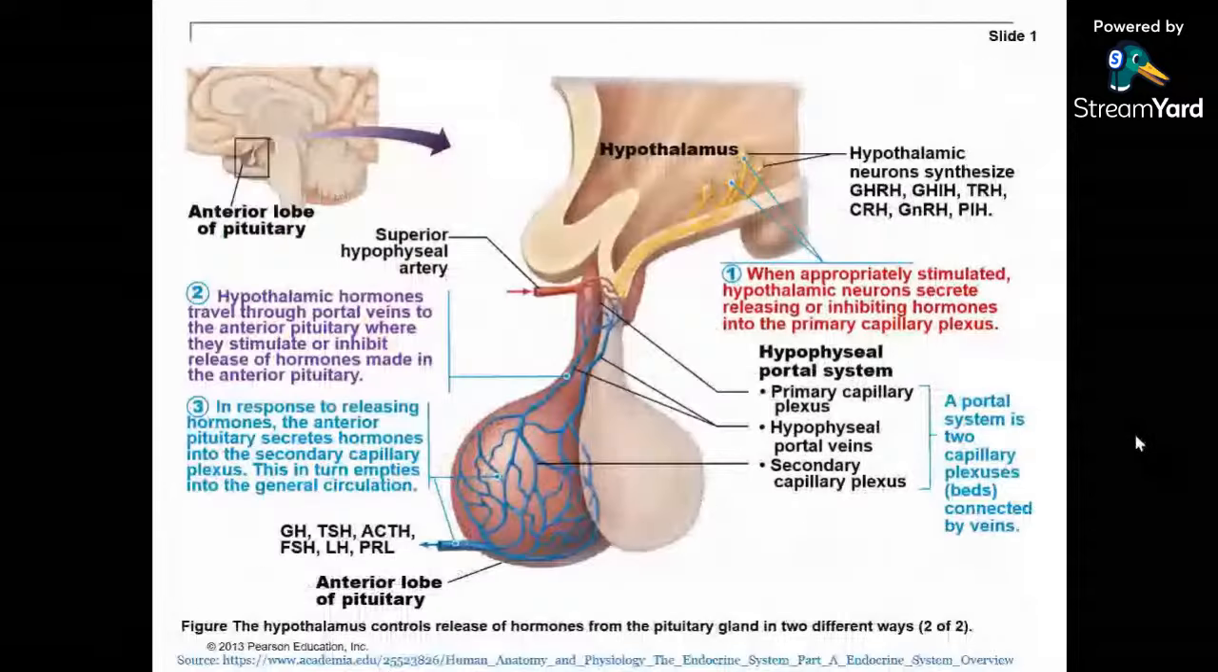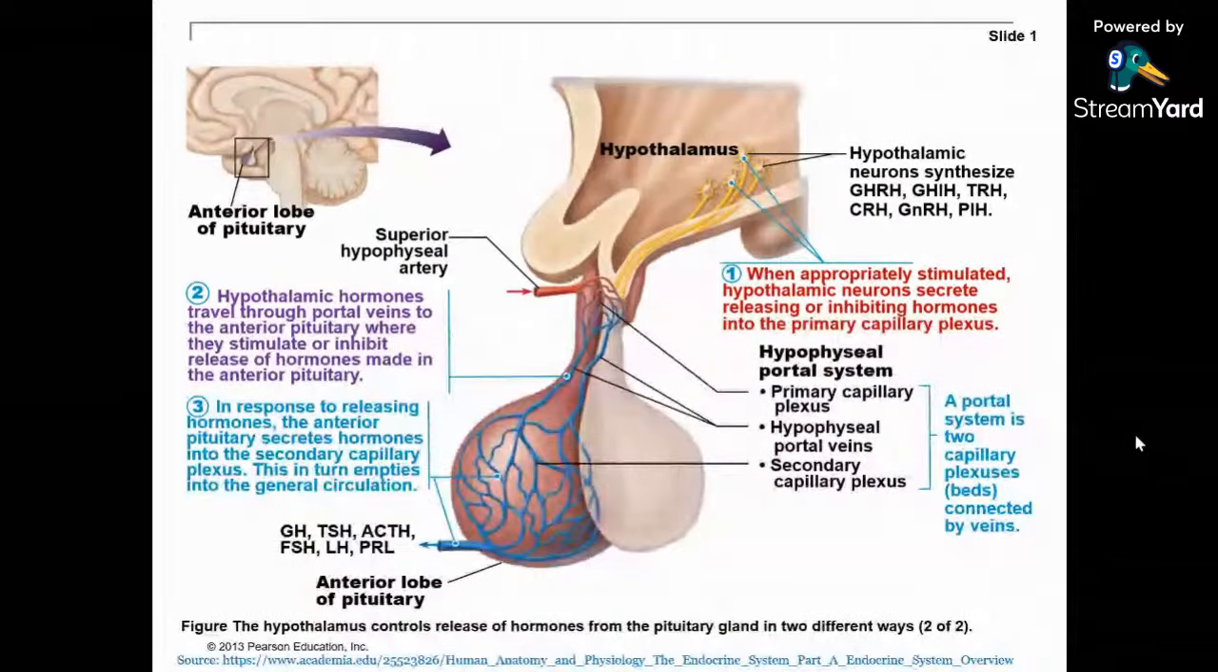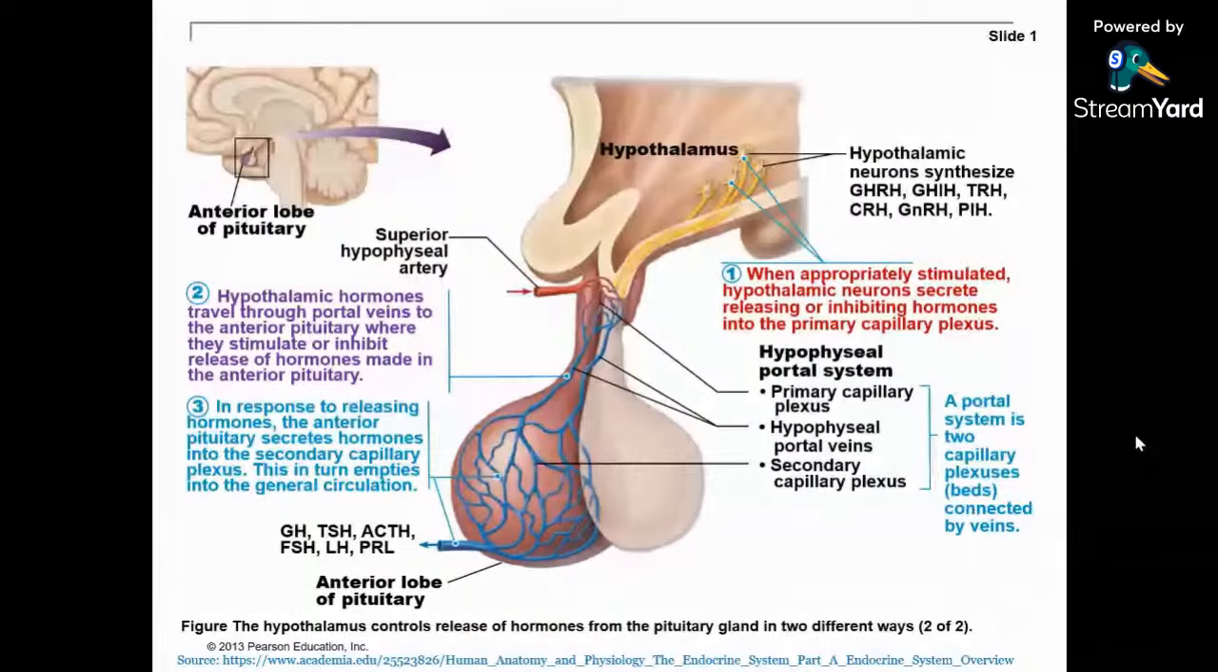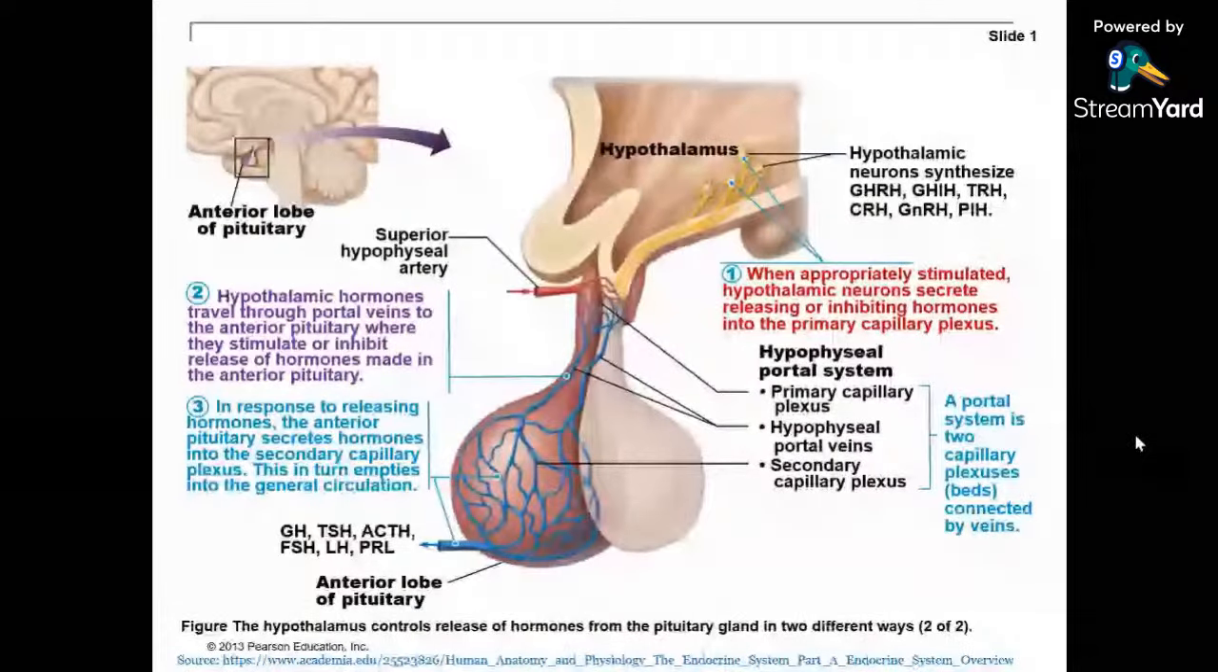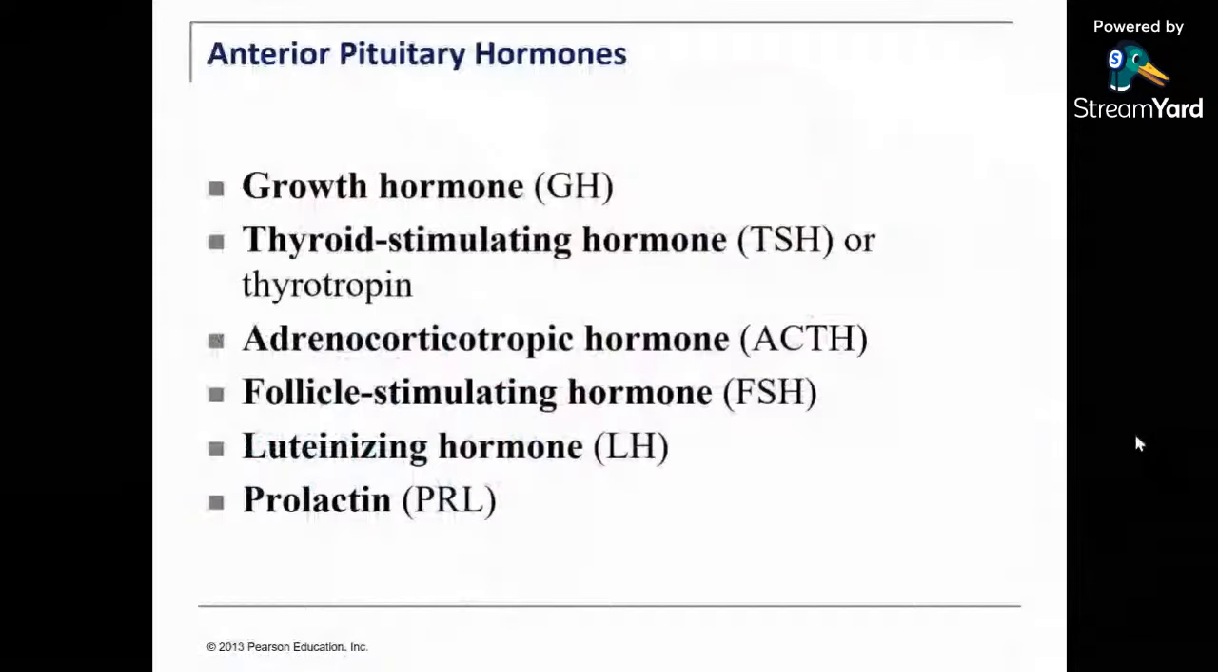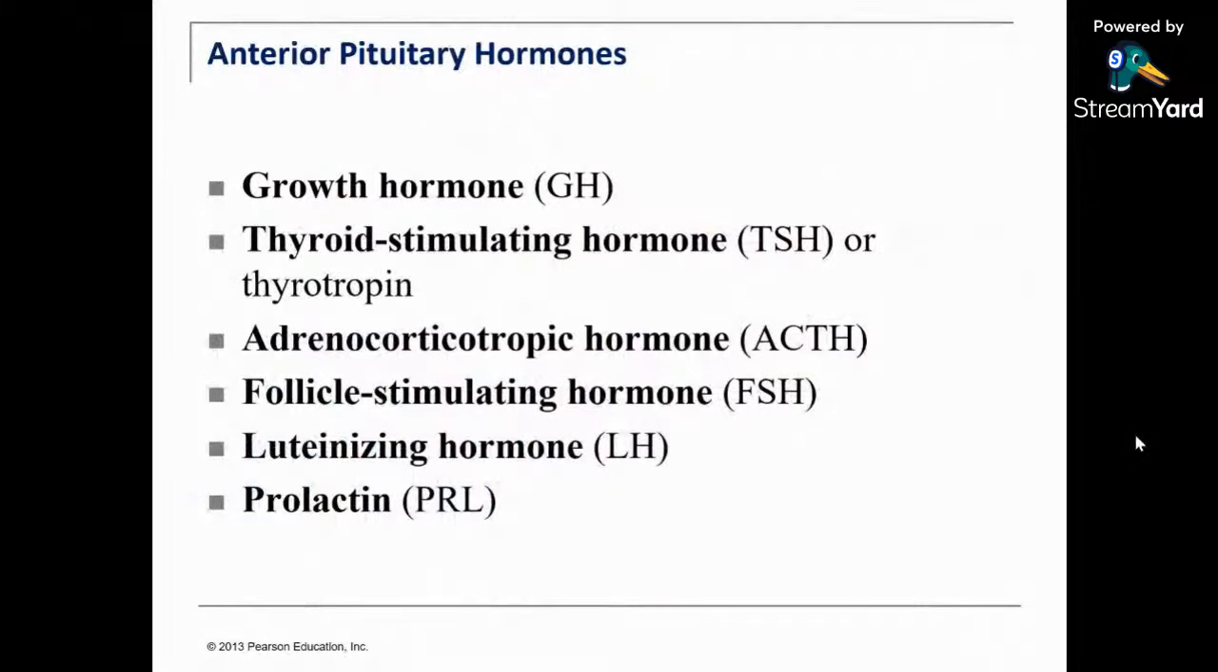Next, the hormones released from the anterior pituitary. When appropriately stimulated, hypothalamic neurons secrete releasing or inhibiting hormones into the primary capillary plexus. The hypothalamic hormones travel through the portal veins to the anterior pituitary, where they stimulate or inhibit release of hormones made in the anterior pituitary. In response to releasing hormones, the anterior pituitary secretes hormones into the secondary capillary plexus, which in turn empties into the general circulation. The anterior pituitary releases growth hormone, thyroid stimulating hormone, adrenocorticotropic hormone, follicle stimulating hormone, luteinizing hormone, and prolactin.